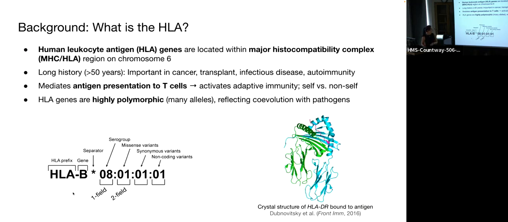So for example, here's an example allele where the first part is which gene the allele is for, like HLA-B, and then the next parts show, at different levels of resolution, how we want to define the allele. For example, 2-field resolution lets you define different variations among the amino acid sequence. And here's an example crystal structure for HLA-DR that's bound to this little antigen in pink.